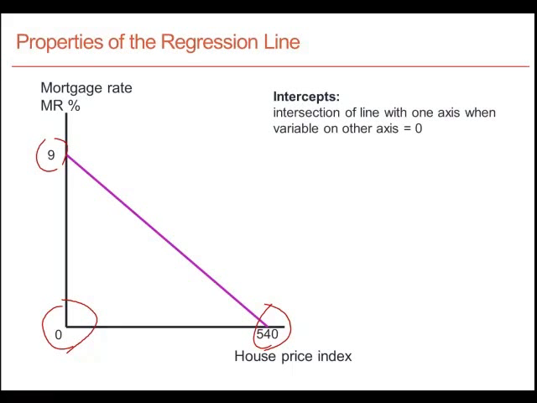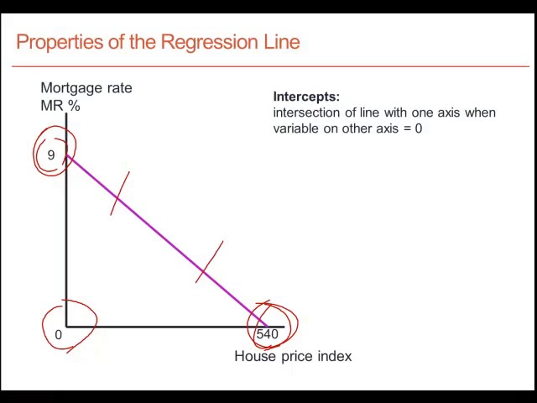What do the intercepts tell us? This value of 9 up here, as we saw in Chapter 1, represents the value that the variable on the vertical axis takes on when the value of the variable on the horizontal axis is 0. Likewise, the value of 540 assumes that the value of the variable on the vertical axis takes on a value of 0. Now, of course, we never actually observe 0 values for a house price index or 0 values for a mortgage rate, and that's why we usually deal with a segment of this regression line to represent reality rather than the whole line where it is specified to meet the axes.